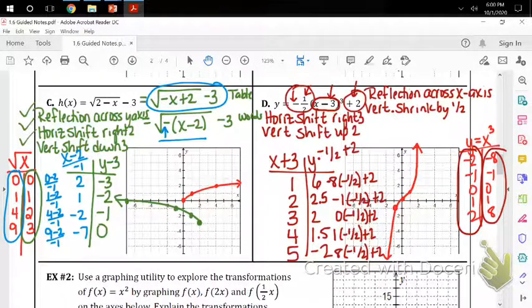I'm about to erase my work so that I can draw in my graph. Actually, I think I can draw it in without erasing it. All right, so we got the point (1, 6), (2, 2.5), (3, 2), (4, 1.5), and (5, -2).